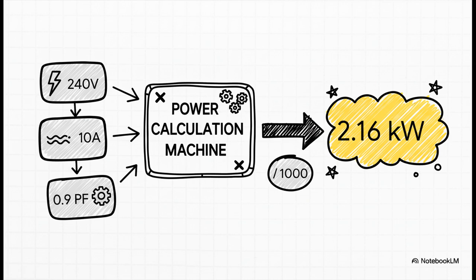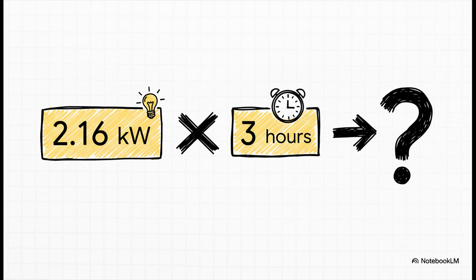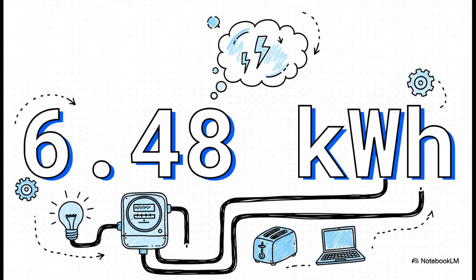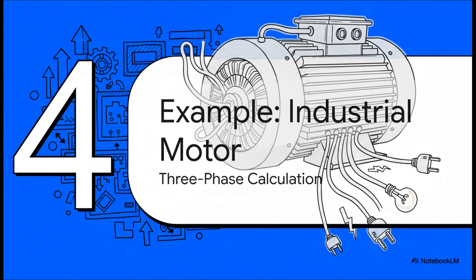Okay, step 1. We just plug our numbers right into that single-phase formula. So that's 240 volts times 10 amps times our 0.9 power factor. We divide all that by 1,000 to get our answer in kilowatts, which comes out to 2.16 kilowatts. See? Step 1, done. And now for the super easy part, step 2. All we do is take that power number, the 2.16 kilowatts we just got, and multiply it by how long we used it, which in this case was 3 hours. And boom, there's our answer, 6.48 kilowatt hours. That number right there, that is the exact amount of energy your power company is going to bill you for. Simple as that.